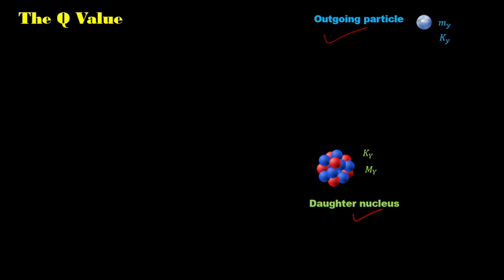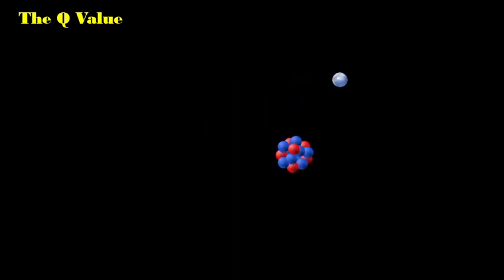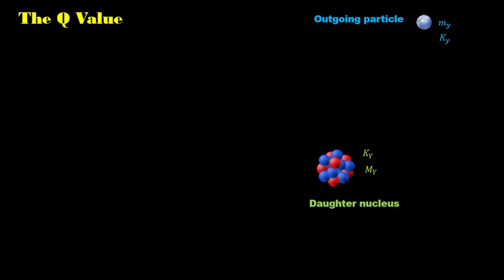So this is a typical picture of nuclear reaction in which a parent nucleus is bombarded by high energy particles called projectile. Projectile have kinetic energy kx and mass mx. These masses are the rest masses of these particles. After the collision, nuclear reaction takes place and escaping particle and daughter nucleus is formed.